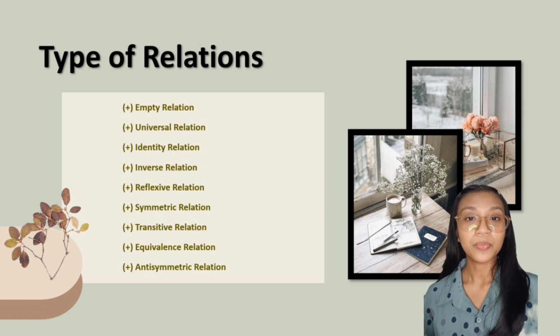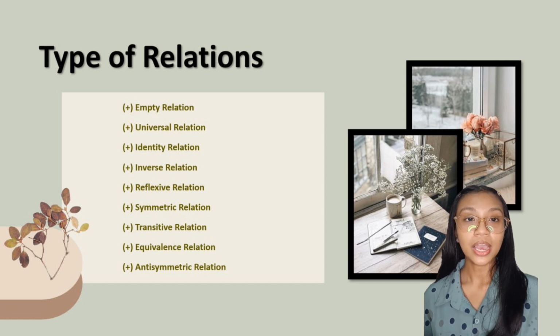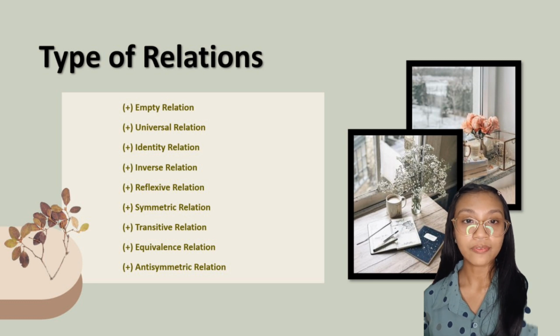6. Symmetric relation. A binary relation R defined on a set A is said to be symmetric if and only if for a, b element A, we have aRb, that is (a, b) element R, then we must have bRa, that is (b, a) element R. 7. Transitive relation. A relation R is transitive if and only if (a, b) element R and (b, c) element R, then (a, c) element R, for a, b, c element A.